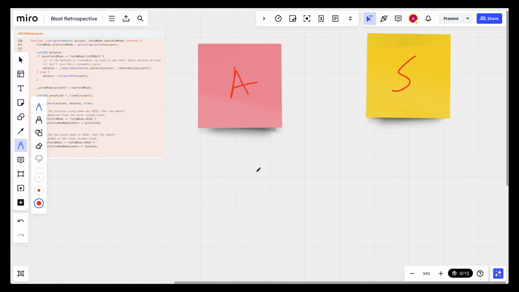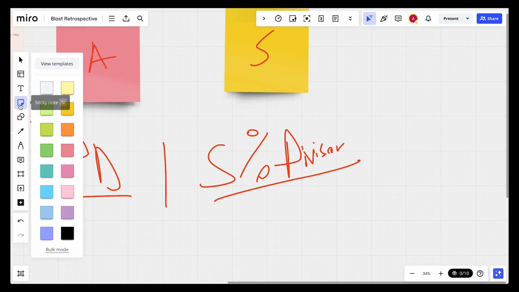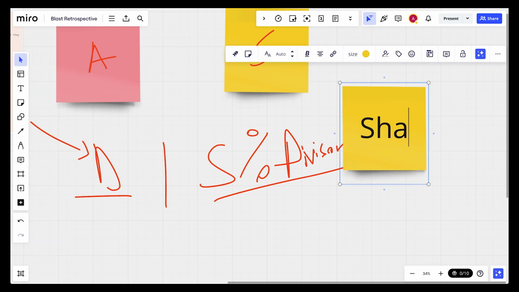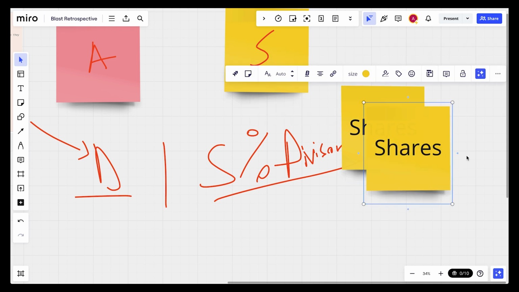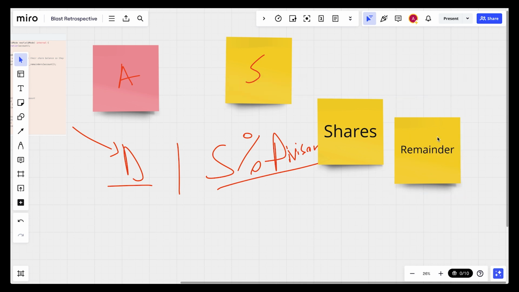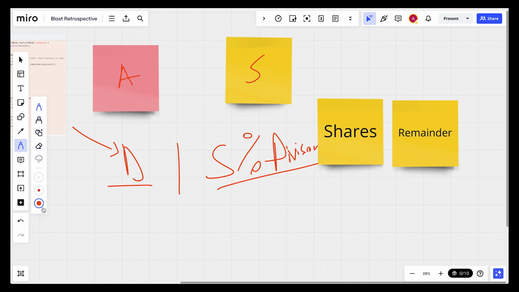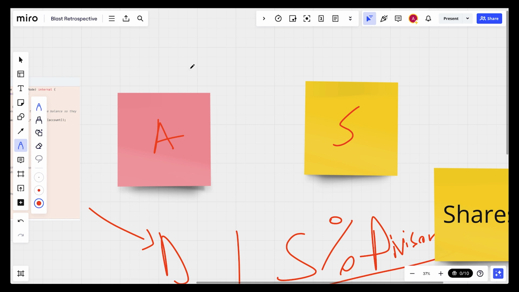What Blast decided to do, which I think is actually very elegant, is that as soon as you deposit some assets, you are going to receive a certain amount of shares, which is going to be modulo a divisor. And so what that means is that given any deposit, there will always be a portion of shares, and there will always be a portion of remainder.